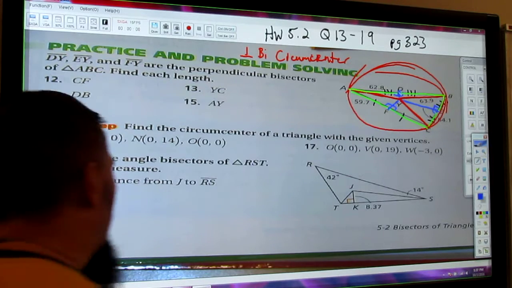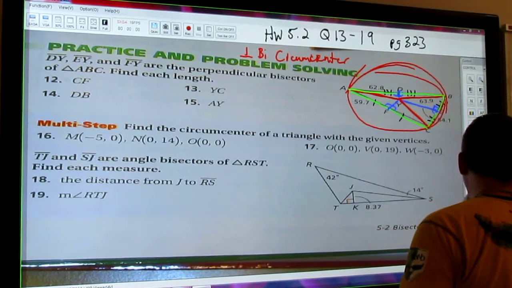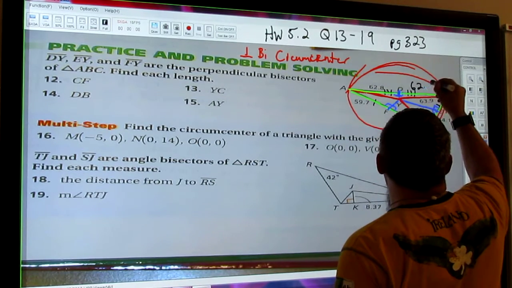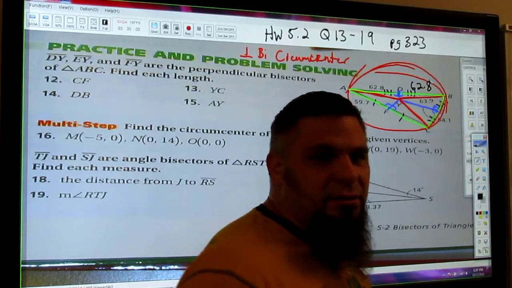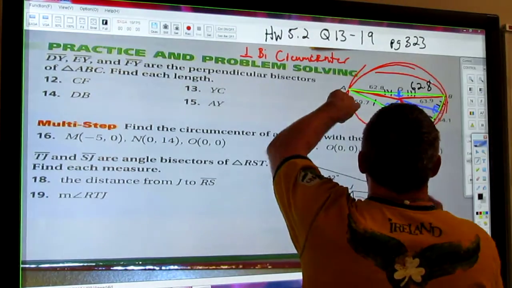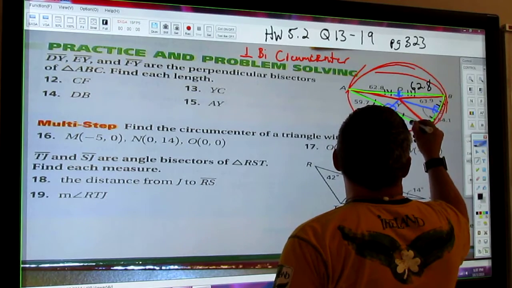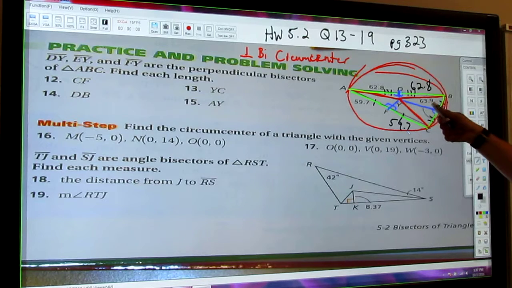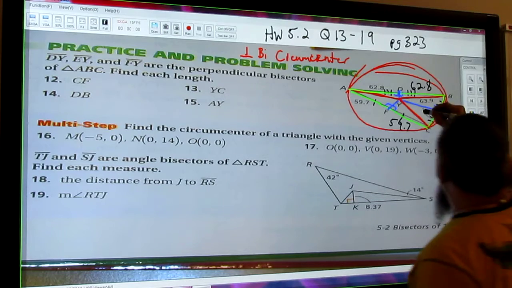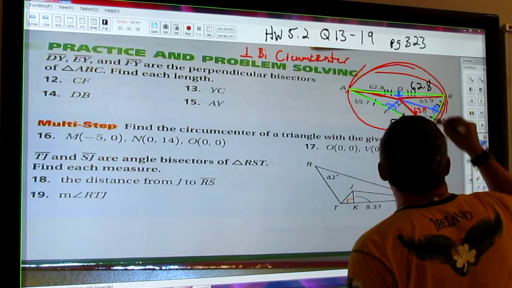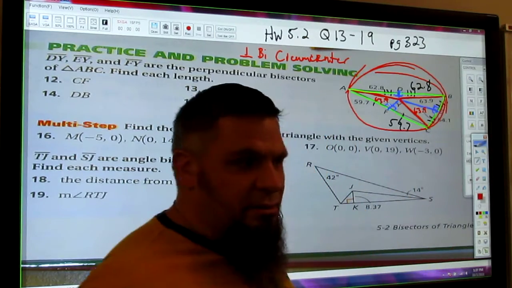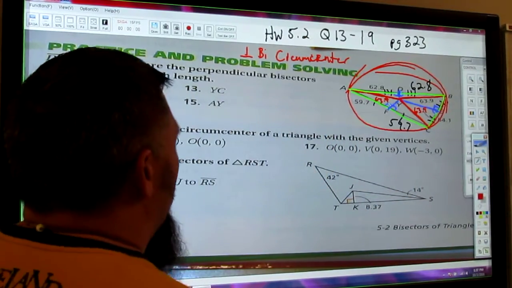First of all, I know that if this side's 62.8, this side is 62.8. Is that correct? I know that if this side's 59.7, then this side's 59.7. I also know that if this red one is 63.9, then this red one is 63.9, right? And so is this one, 63.9. Does that make sense?